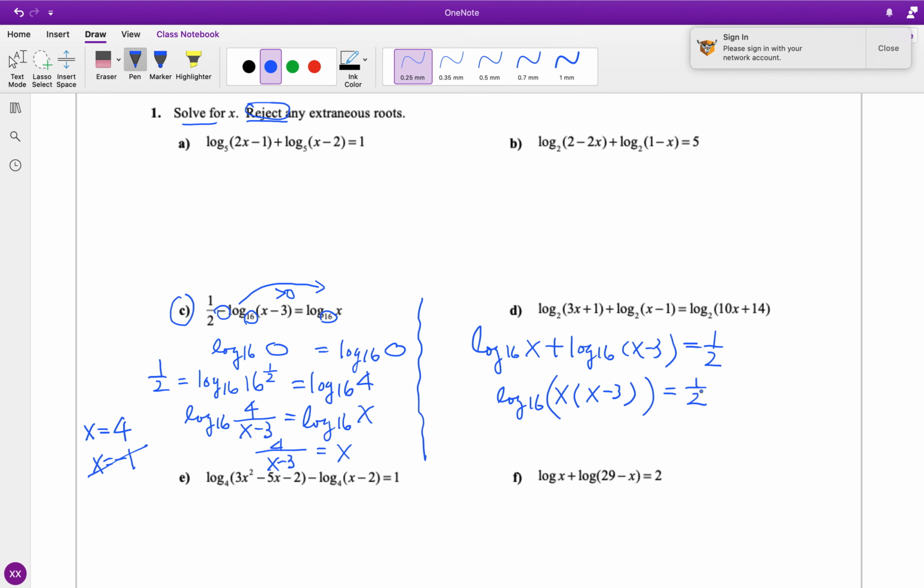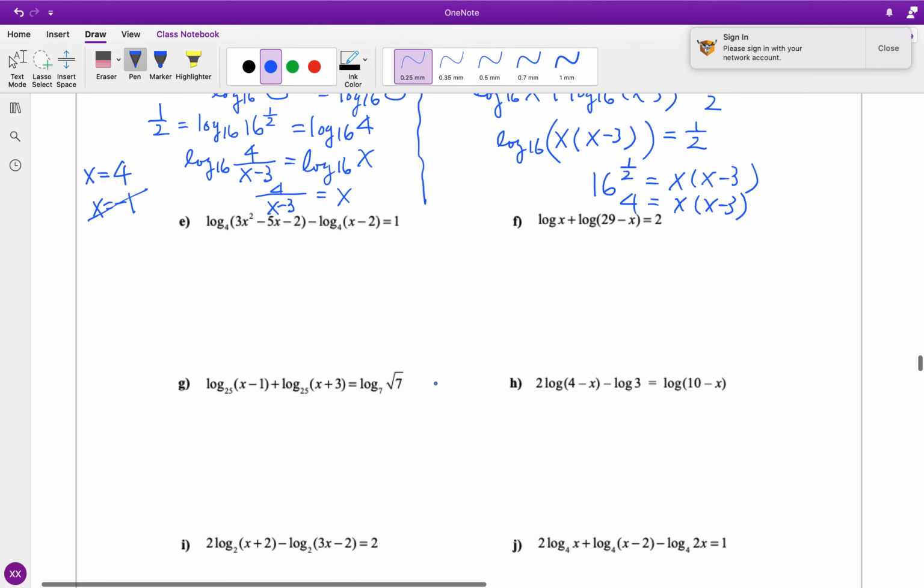Then in this case, I can change the logarithm to an exponent. So base 16 to the power of 1/2, because this is the exponent, equals x multiplied by x minus 3. And you will know this equals 4. So this is a quadratic equation again, right? This is exactly the same thing. Perhaps this is easier rather than thinking, oh, I should change 1 over 2 to that. But either way, it depends on what you prefer.